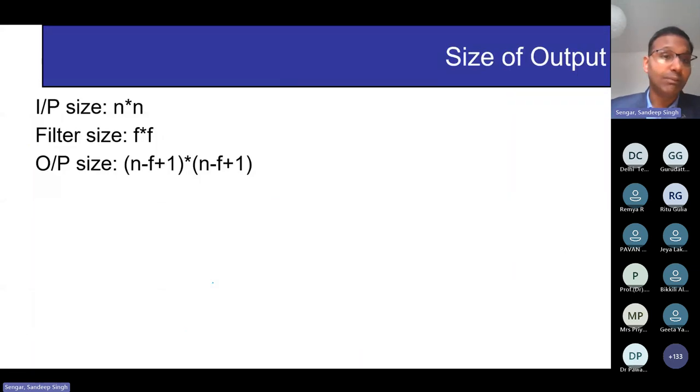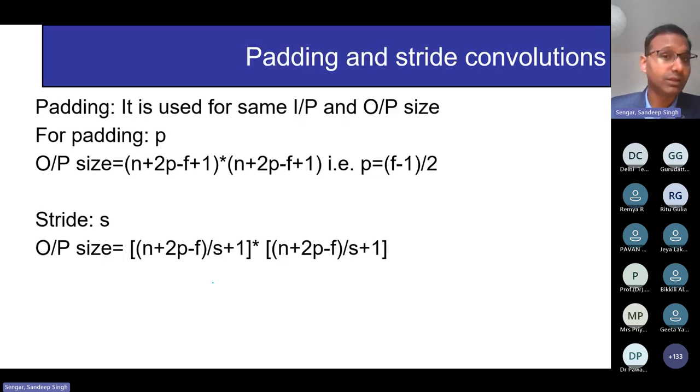For example, our input size is n cross n and our filter size is f cross f. Then our output size will be (n minus f plus 1) cross (n minus f plus 1). This is applicable only when we have stride equal to 1, which is the default stride, and padding equal to 0, meaning we are not adding any padding bit. Right, this is applicable. But what will be the output if we have different values of stride and padding?